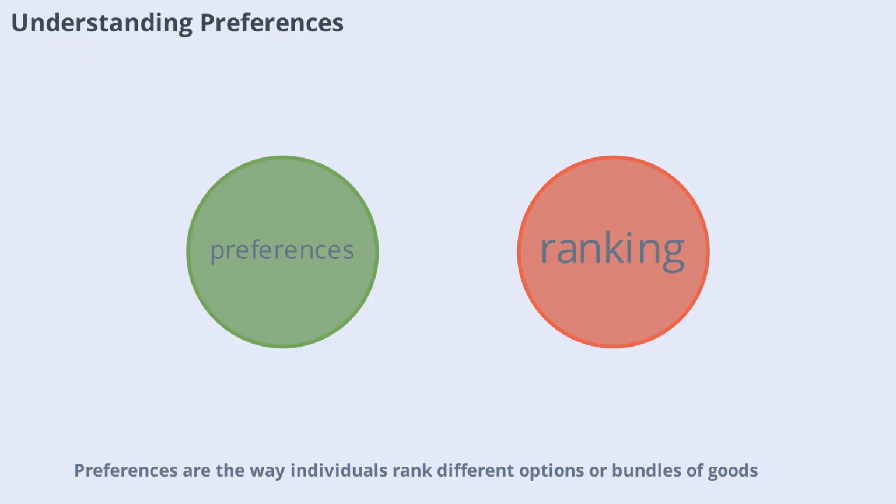Preferences are the way individuals rank different options or bundles of goods. These rankings reflect the relative utility each bundle provides. For instance, you might prefer apples over oranges or vice versa. Preferences are assumed to be complete, meaning you can always compare two bundles, and transitive, meaning if you prefer A to B and B to C, you also prefer A to C. These assumptions help economists build models that predict consumer behavior in a logical and consistent way.